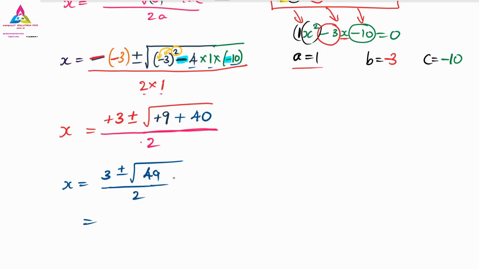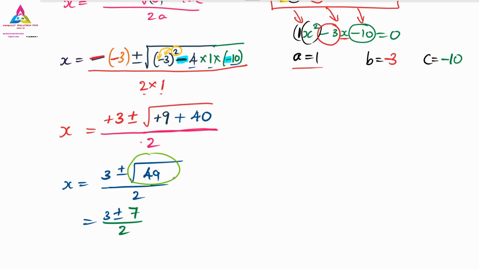So next one, 3 plus or minus. Remember, what is the square root of 49? Yes, here we have square root of 49. What is square root of 49? 7. Yes. So square root of 49 is nothing but 7 divided by 2.